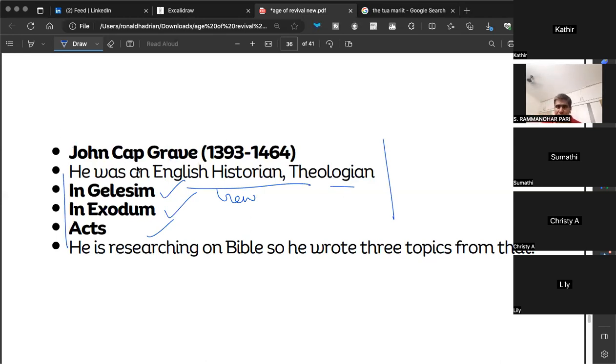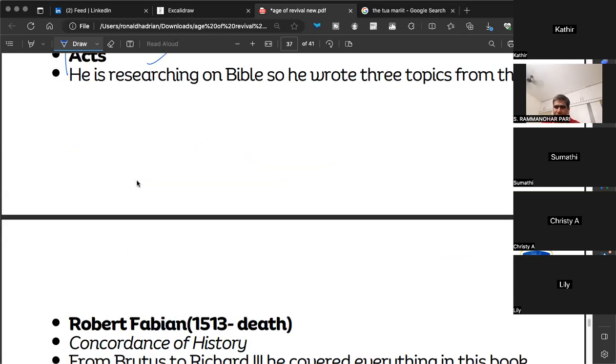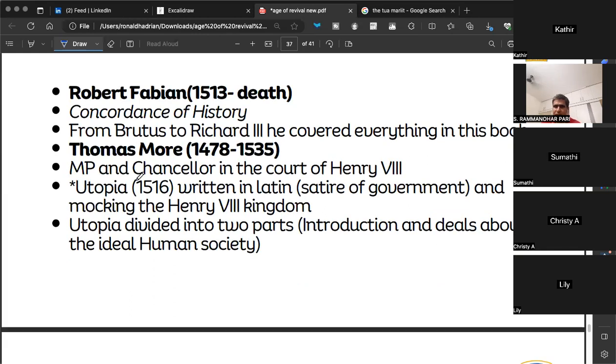So who wrote these things? In Genesim, In Exodum and Acts? John Capgrave. Okay. Then we have Robert Fabyan and Thomas More, we have already seen, so no issues. So Robert Fabyan, he wrote the Concordance of Histories. From Brutus to Richard III, he covered. These are all history books.